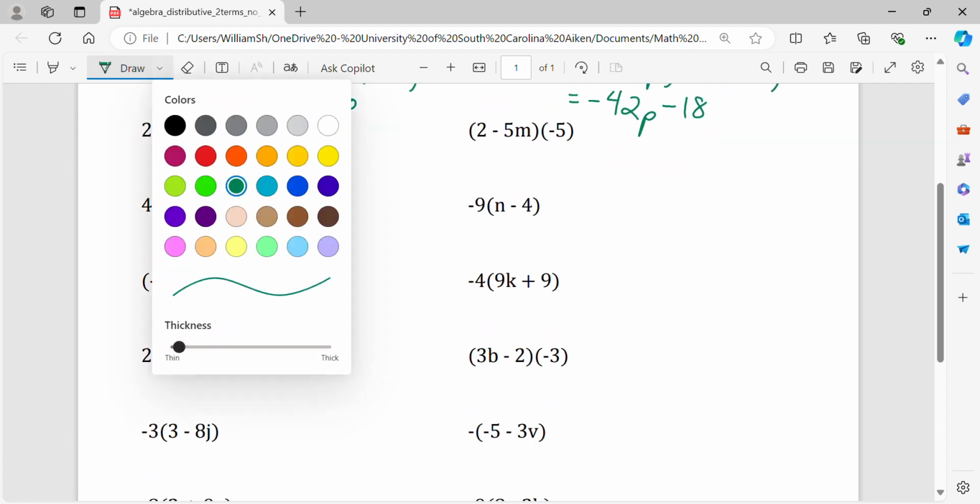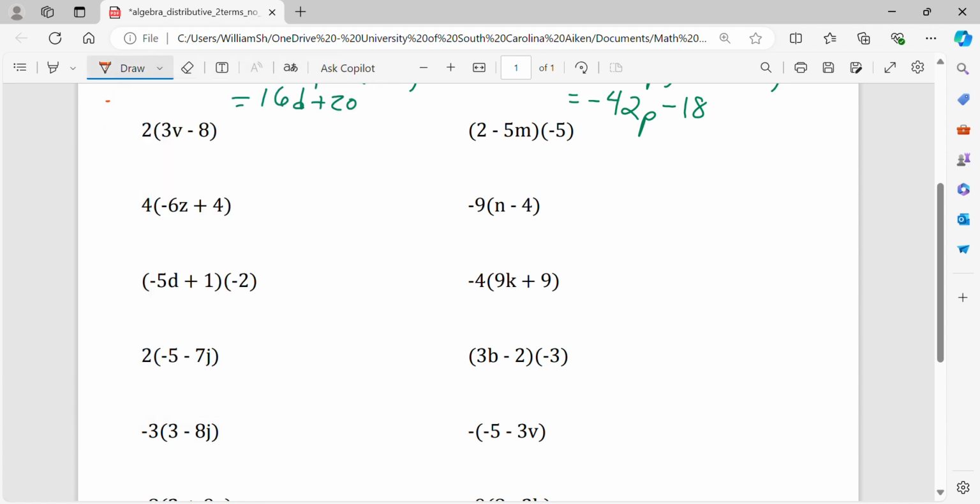So I'm going to change colors again here so that we're not confusing any of the lines with the next. So here I have 2 parentheses 3v minus 8. Okay, I'm going to distribute this 2 to this first term and this second term so that I have 2 times 3v and then 2 times negative 8. Now, 2 times 3 is 6, so I get 6v, and then 2 times negative 8 is negative 16. Okay? Alright, now this next one is written a little different.